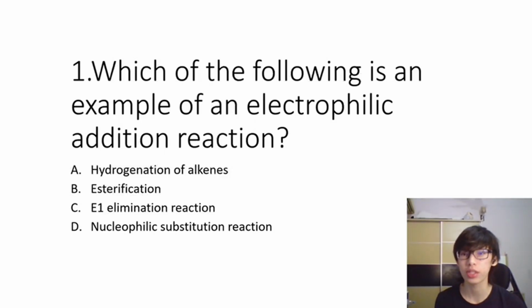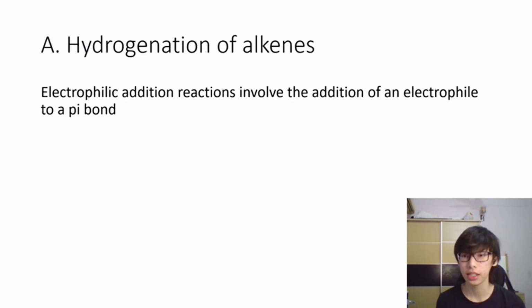So these are the two questions that I've made for the game based on the reaction mechanism topic. The first one is, which of the following is an example of an electrophilic addition reaction? A, hydrogenation of alkenes; B, esterification; C, elimination reaction; D, nucleophilic substitution reaction. The answer is A, hydrogenation of alkenes, because electrophilic addition reactions involve the addition of an electrophile to a pi bond, which is seen in the hydrogenation of alkenes.